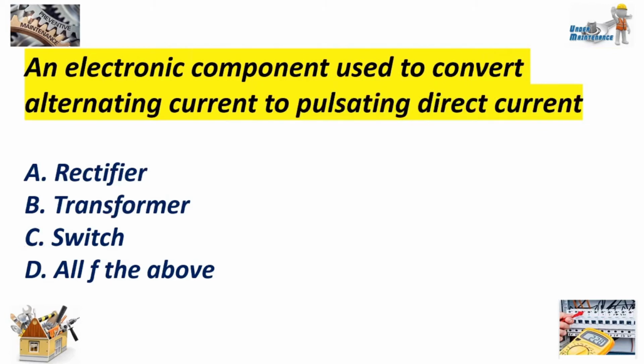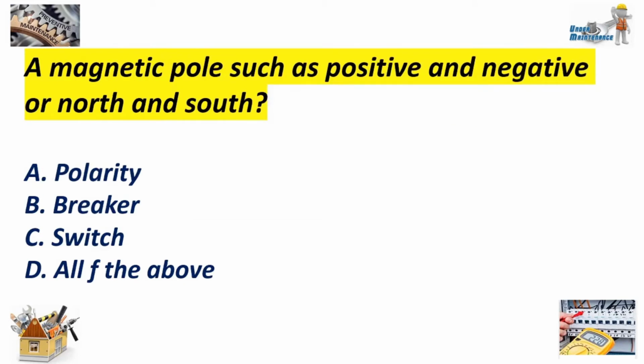An electronic component used to convert alternating current to pulsating direct current: A. Rectifier. B. Transformer. C. Switch. D. All of the above. Answer: rectifier. A magnetic pole such as positive and negative or north and south: A. Polarity. B. Breaker. C. Switch. D. All of the above. Answer: A. Polarity.